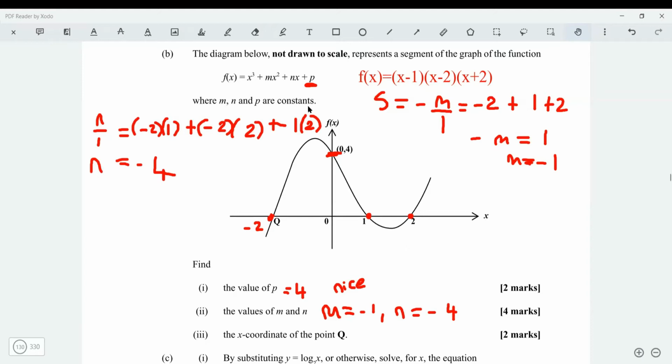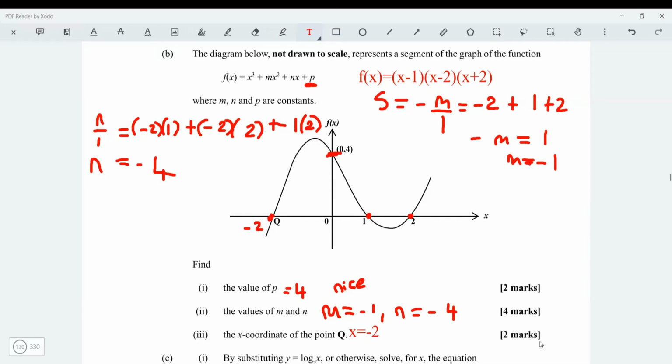I feel like I would stick to what I just did with the factor theorem. Okay, I understand. Factor theorem, I understand, no worries. All right, and since we already write down the x coordinate of q, we can just put it right here. So x equals negative 2, that's the x coordinate of q.